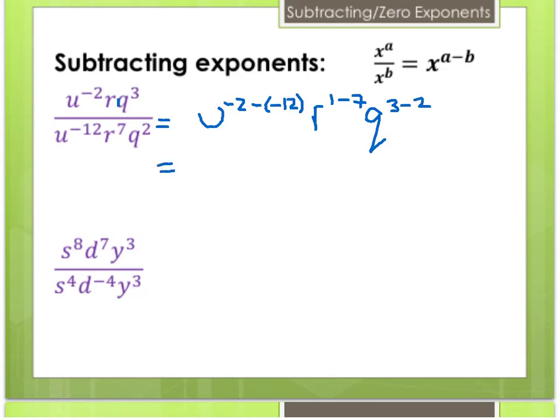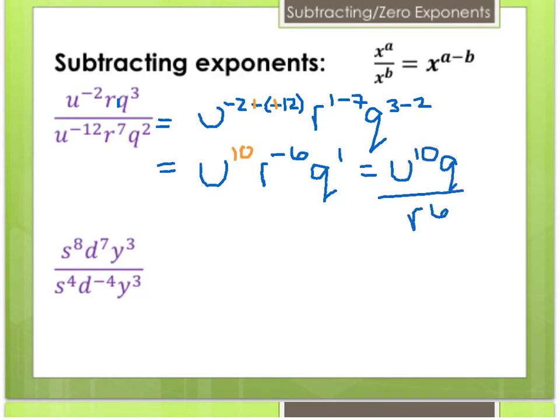Simplifying, I'm going to get u. Now, these guys, negative and negative make it positive. So negative 2 plus 12 leaves me with positive 10. And then simplifying r's, I'm going to get negative 6. And then simplifying my q, I get positive 1. Now, we're not done because we never have a negative exponent. So that's going to be u to the 10th, q all over r to the 6th.